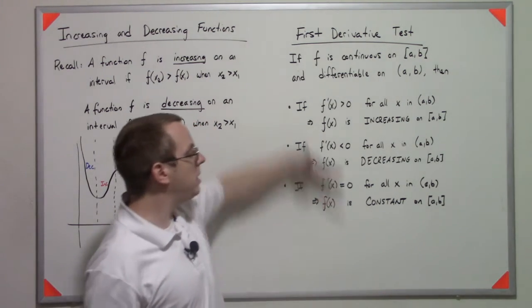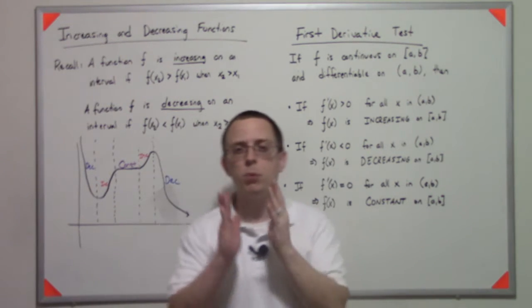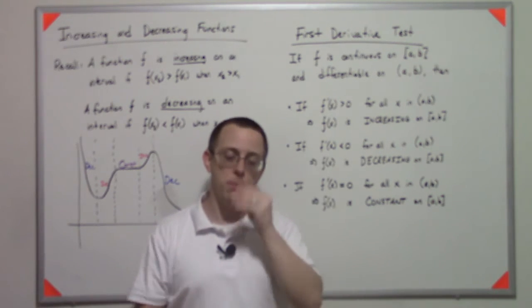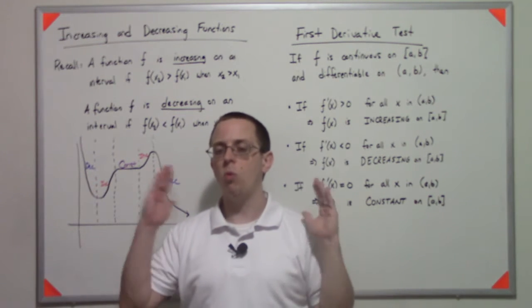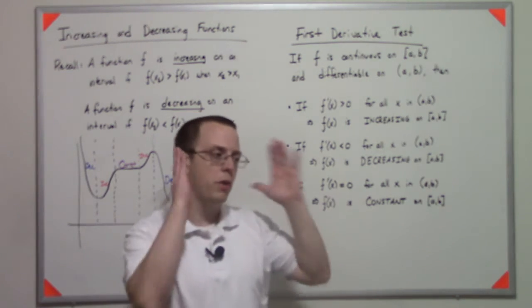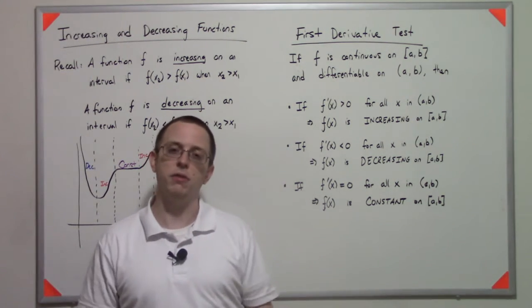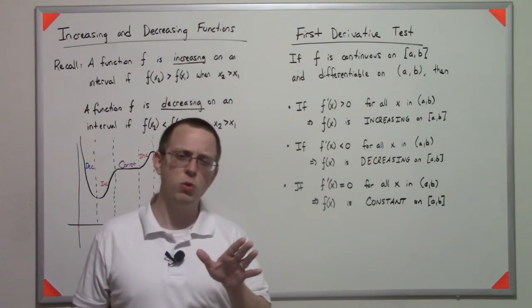Now, this is the definitional way to look at it, but in practice, you go the exact opposite. You take the derivative of a function, you figure out where it's defined, and then you say, okay, where's that derivative positive? Where's that derivative negative? Where is that derivative equal to 0? And that's all you really have to do.